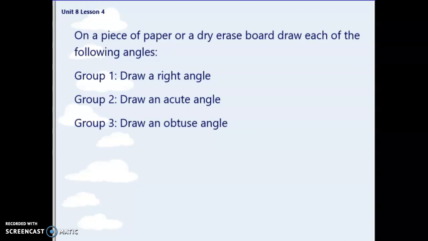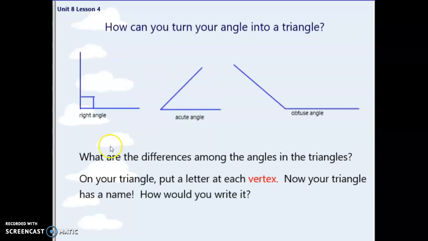First, I want you to draw a right angle. Then on the same paper, will you draw an acute angle? Again, not triangles. And the third one, will you draw an obtuse angle? Take a look at what I did. Here's how I set mine up.